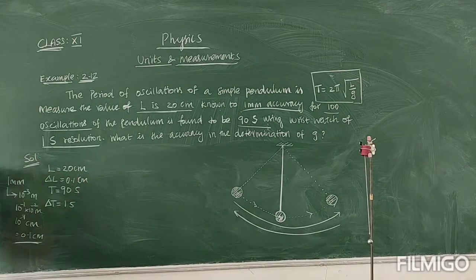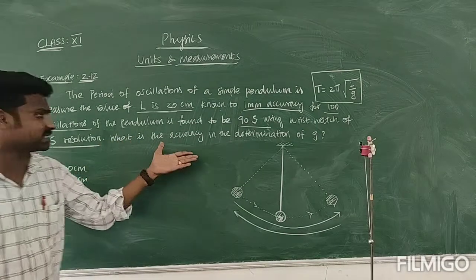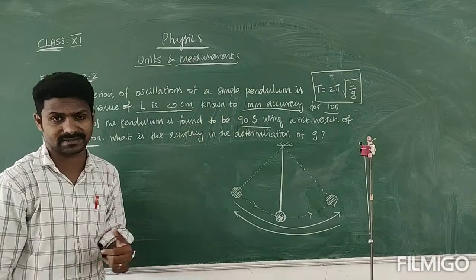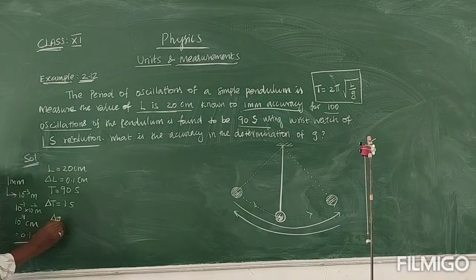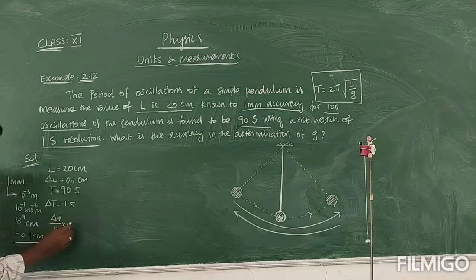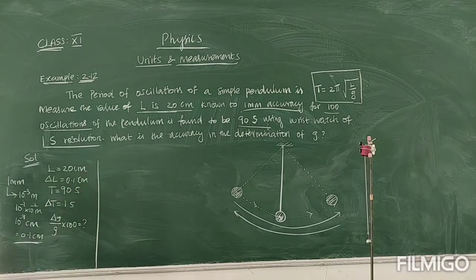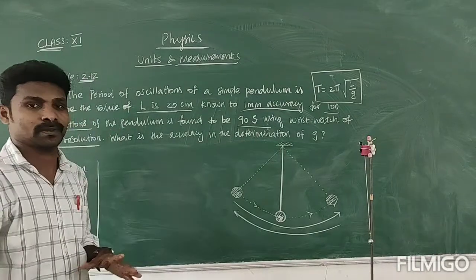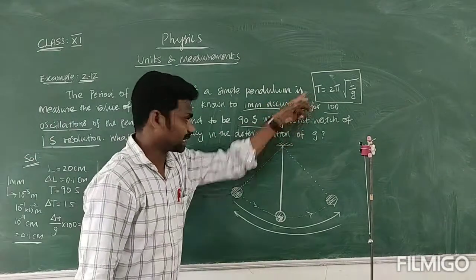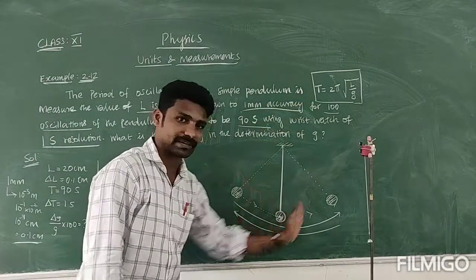Okay, right. Now what is the question asking? That change in accuracy value you are asking. So that accuracy value, you know that is delta G divided by G into 100 in percentage they are asking. Okay students, so please listen. So we need that gravity alone. But they give the formula for that time period.